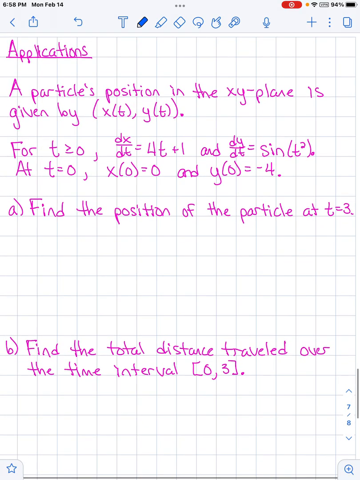Okay, the last question then is this. A particle's position in the xy plane is given by x of t, y of t. For t greater than or equal to 0, we have the first derivative and the second derivative. So we have x prime and y prime. And some information is given to you. At t equals 0, we know x of 0 and we know y of 0. So I'd like you to first find the position of the particle at t equals 3, and then find the total distance traveled over that time interval. So pause this, go give it a try.